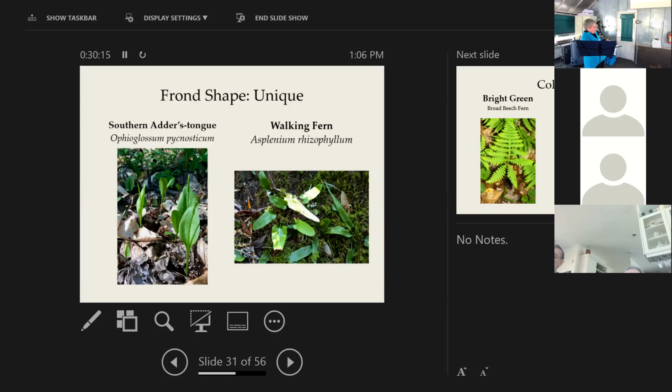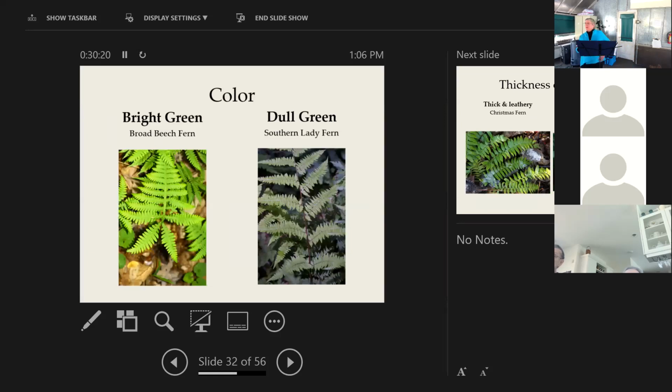Okay, so some have unique shapes. Color can sometimes be a little bit of help in identifying things, like this broad beech fern, which has a bright green color, or the lady fern, the southern lady fern, which has a dull aspect to it. Lady fern is another common Piedmont fern. It's a clumper, it's easy to grow. Larry Mellichamp gives us a 4 because it's a very lovely fern, and it's somewhat drought tolerant, which is very helpful here in the Piedmont.